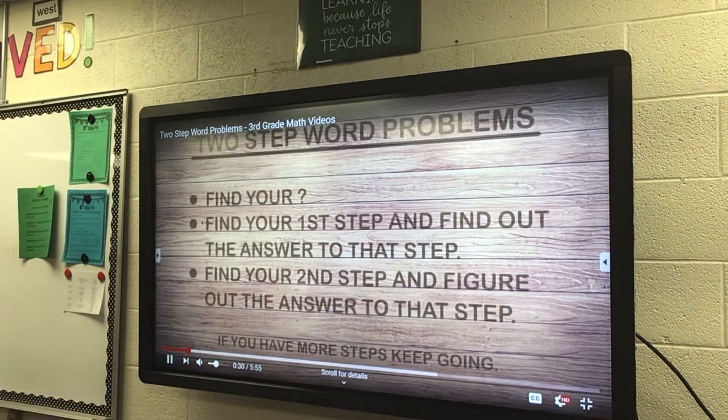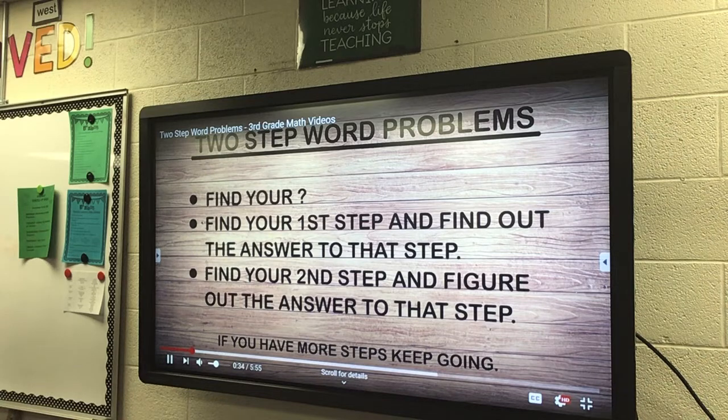There are many different methods people use to solve word problems, so don't think these methods are the only ones. These are just some that help me when I'm solving problems with more than one step in them. In two-step word problems, the first thing to do is find your question. What question is the problem asking? We need to know what they are asking us to figure out in the problem.